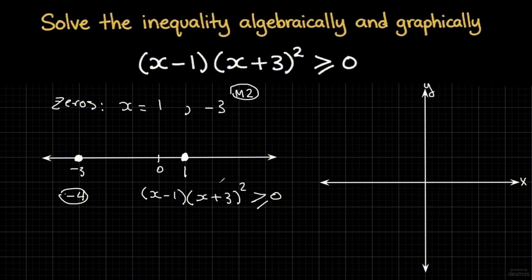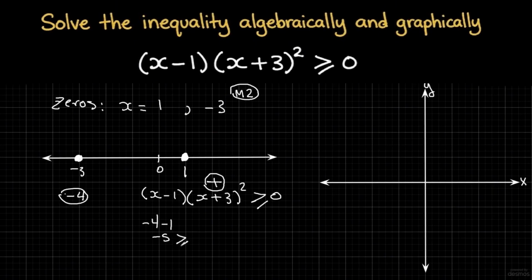And if you get a negative number, then you know a negative number cannot be greater than 0, so you cannot shade there. But if you end up with a positive number in the x minus 1 when you're testing, then yes, you have to shade, because a positive number is greater than or equal to 0. So you could just ignore the x plus 3 squared. As you see now, we're testing negative 4. So negative 4 minus 1 is negative 5. That cannot be greater than 0.